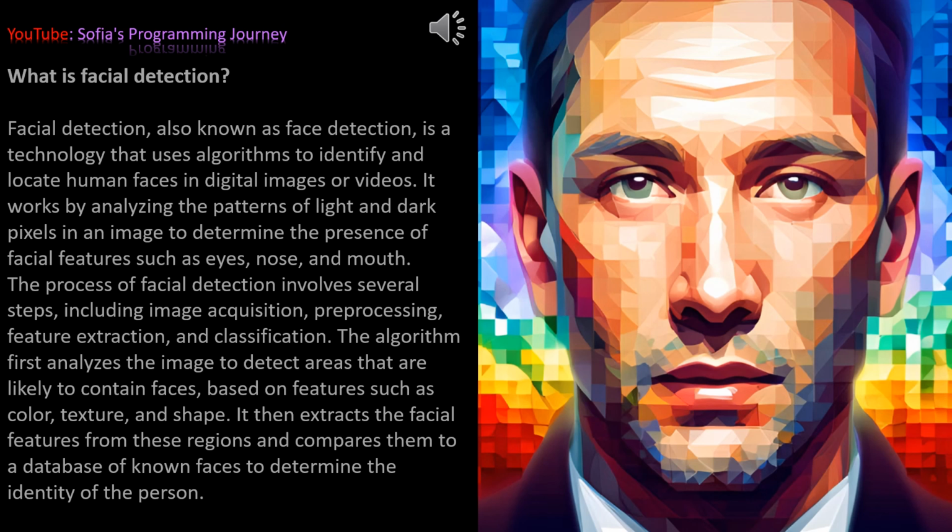The process of facial detection involves several steps, including image acquisition, pre-processing, feature extraction, and classification. The algorithm first analyzes the image to detect areas that are likely to contain faces, based on features such as color, texture, and shape. It then extracts the facial features from these regions and compares them to a database of known faces to determine the identity of the person.